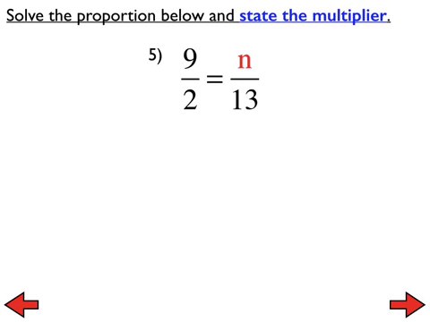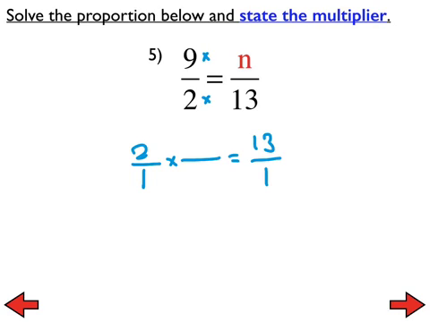Number 5. Yesterday we learned 2 times what equals 13, right? There's no whole number that's going to work. So today we learned you can use fractions. 2 over 1 times some fraction gives me 13 over 1.